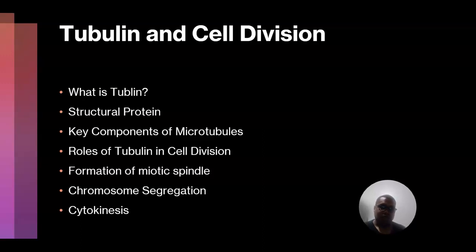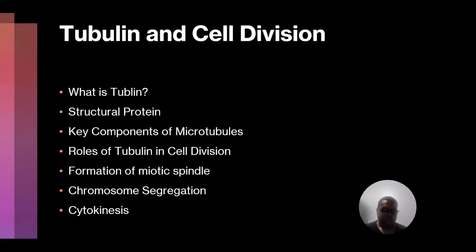So you see how I said we talk about what tubulin is, then we're going to talk about the structural protein, then the key components of the microtubules. Then we can also talk about the roles of tubulin in cell division. And I will say this, in mitosis, the chromosome movement and the segregation are orchestrated by a specific structure known as the mitotic spindle, which is composed of a bipolar array of microtubules. So during mitosis and even meiosis, when the tubules separate, that's when we're going to have cell division. And if they're not separated properly, then there's a higher chance that the cell might be undergoing cancer.